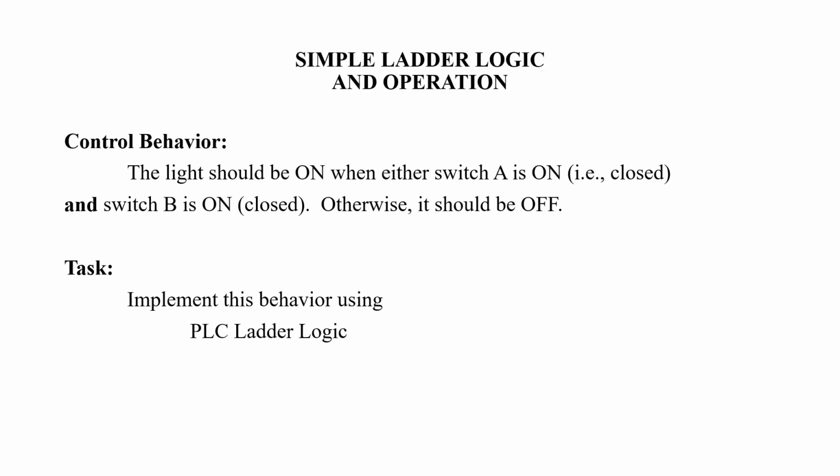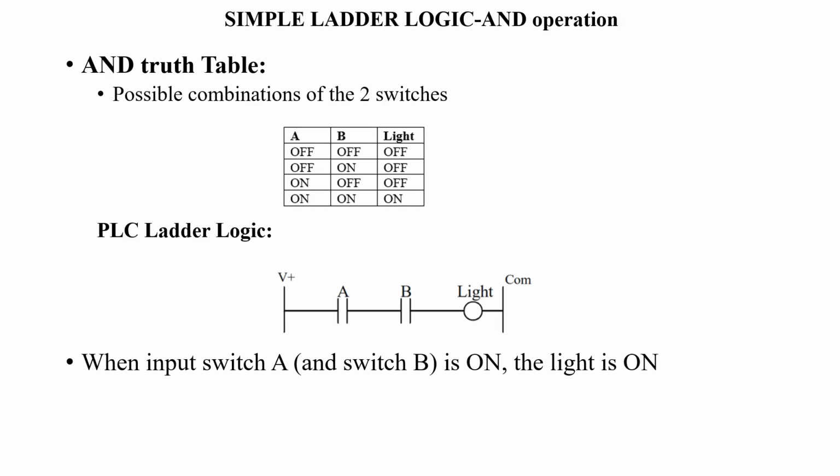Next, moving to the AND operation. It is very clear that the AND operation is the reciprocal of the OR operation. The light should be on when both switch A and switch B are on. In the OR operation either one is enough, but in the AND operation both should be on, otherwise it should be off. Let us see how we implement this behavior using PLC ladder logic.